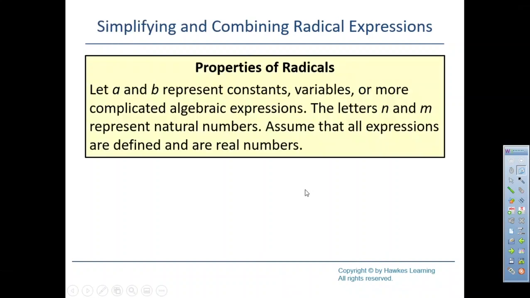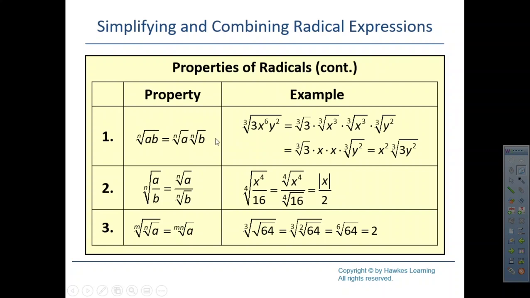Alright, so a couple other things, now we're going to talk about simplifying and combining radical expressions. So let A and B represent constants, variables, or more complicated algebraic expressions. The letters N and M represent natural numbers, which means we won't have any negatives, we won't have any zeros, and assume all the expressions are defined and are all real numbers. So we have these properties, right? And these properties are just like your exponent properties. Okay, same thing with your radicals. So make sure you go through these.